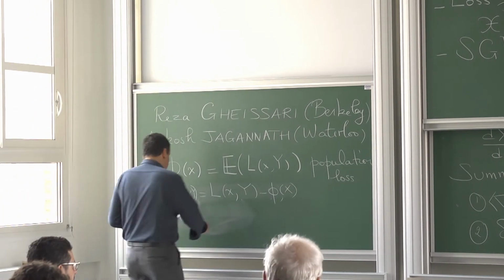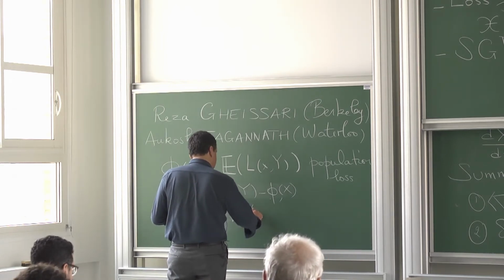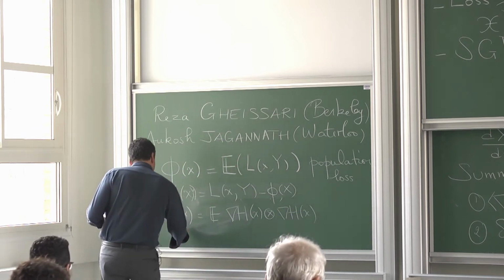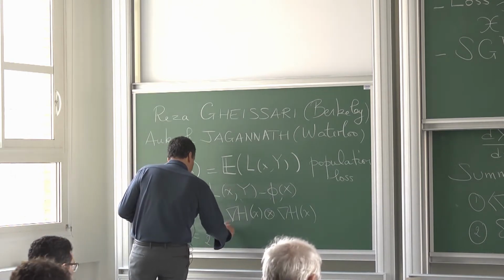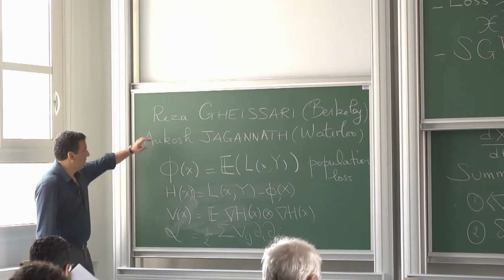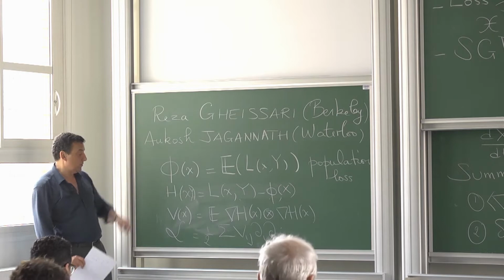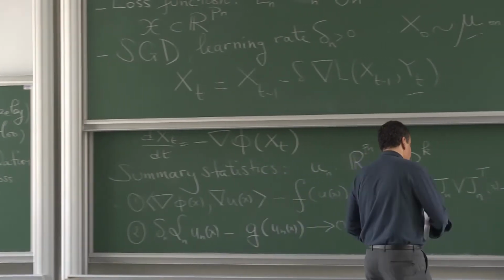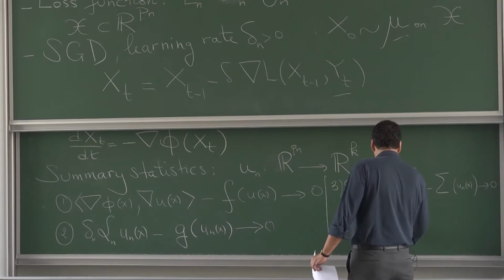So expectation of the covariance matrix of gradient of H. And finally, L is a second order differential operator, which is just 1/2 of the sum of V_ij d_i d_j. So if I give you the population loss, you can compute H, you can compute V, this covariance matrix, you can compute this operator L. I didn't tell you what J was. J is just the Jacobian, J is for Jacobian of U.